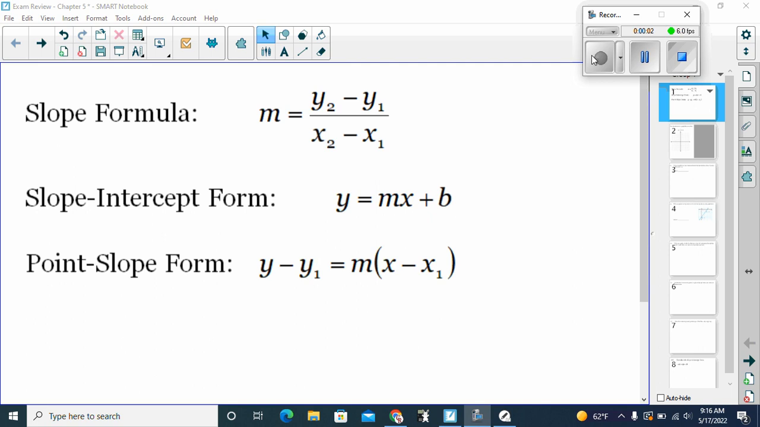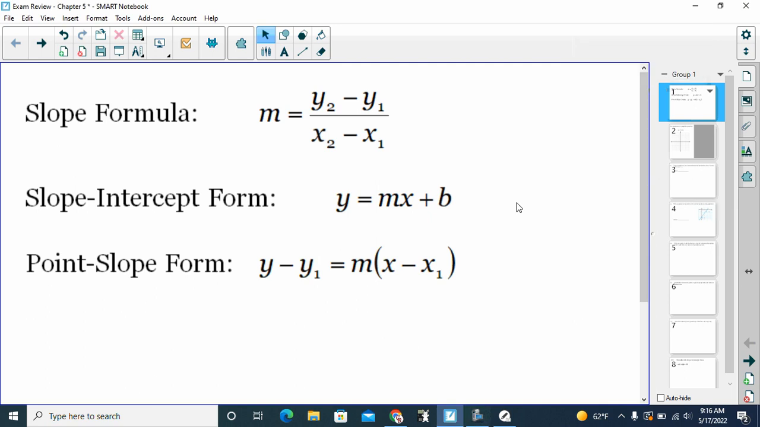This is exam review from Algebra 1, Chapter 5. Chapter 5 is all about linear equations, writing linear equations, graphing lines, finding the x and the y-intercept and the slope. There are 3 formulas that we worked with in Chapter 5. All are important. All will be given to you on your final exam, but you should be very familiar with them.